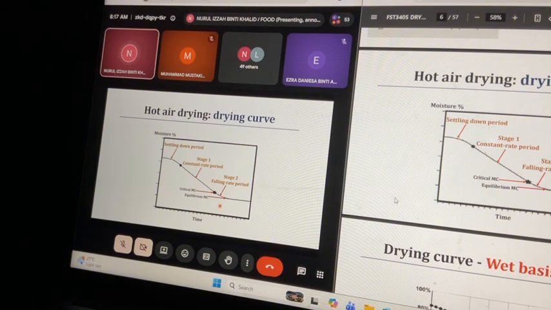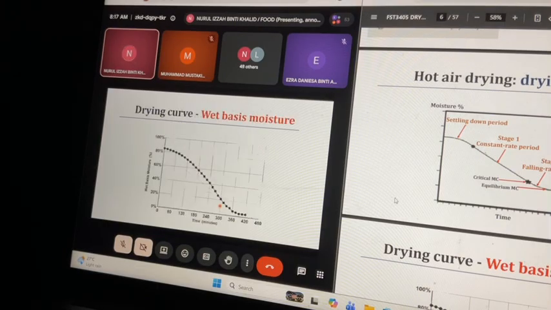Any questions related to the drying curve before we go to the drying rate curve? Okay, no question. So now this is the drying curve when you plot the wet basis moisture.